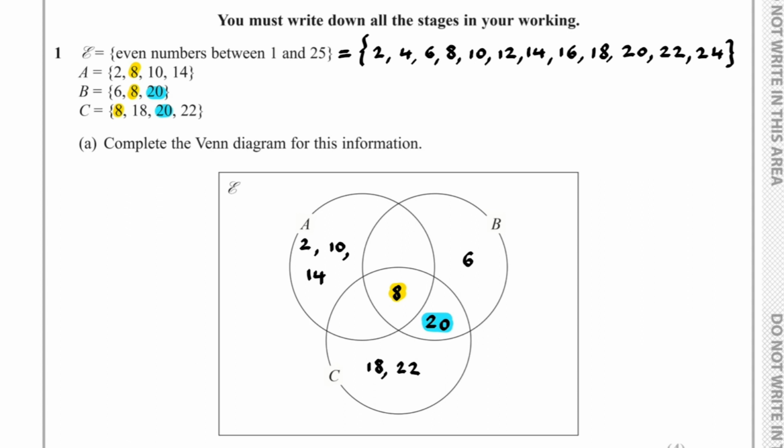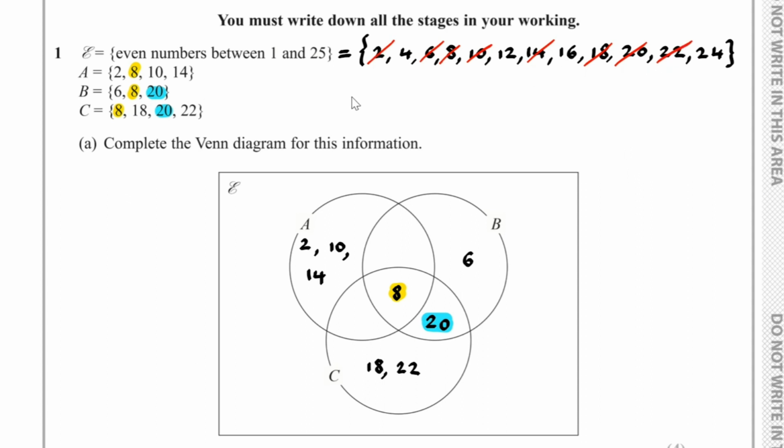So let's cross off all the numbers which have been used. We've got 2 which is used. We have 6 used. We have 8 used. We also have 10 used. We have the 14 used. We have the 18 used. We have the 20 used up. And the 22.